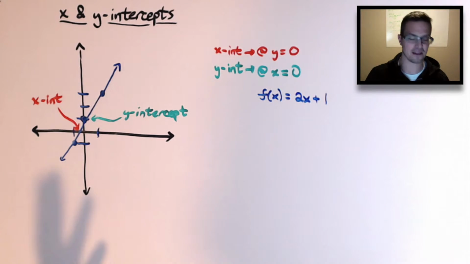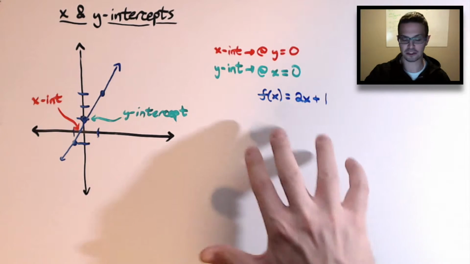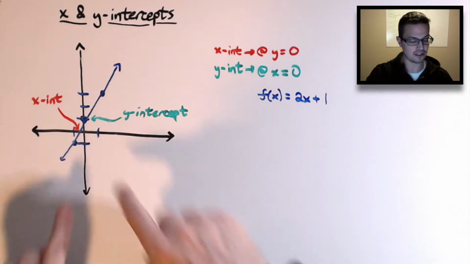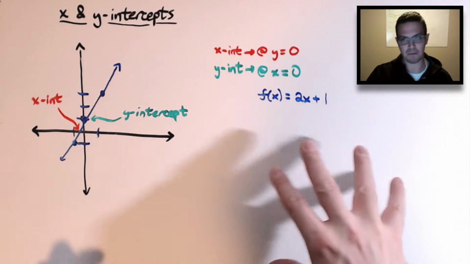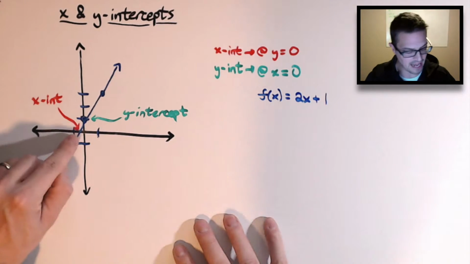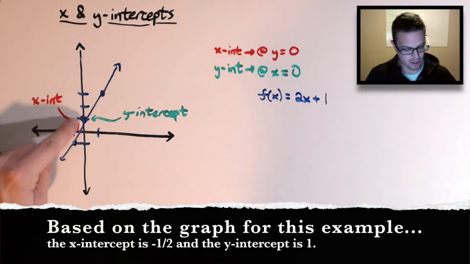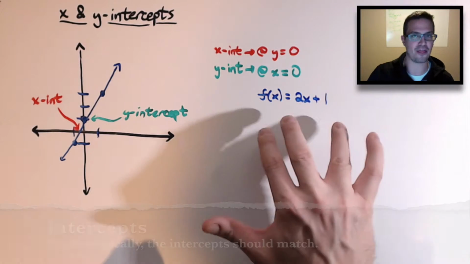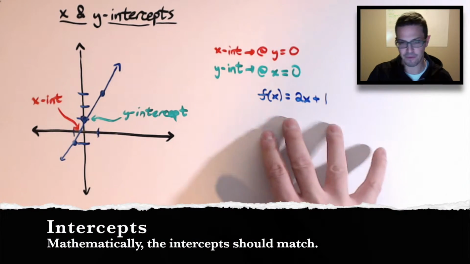Now to find this mathematically, I'm going to show you the steps to do. For the graph, it's kind of easy. You just look at the graph and see where it intersects, but mathematically, that might be a little bit more complicated, so I'm going to show you how to do that right now. So for the x-intercept, we get x is equal to -1/2, and for the y-intercept, we get y is equal to 1. So we should be able to get those answers mathematically from this problem right here.